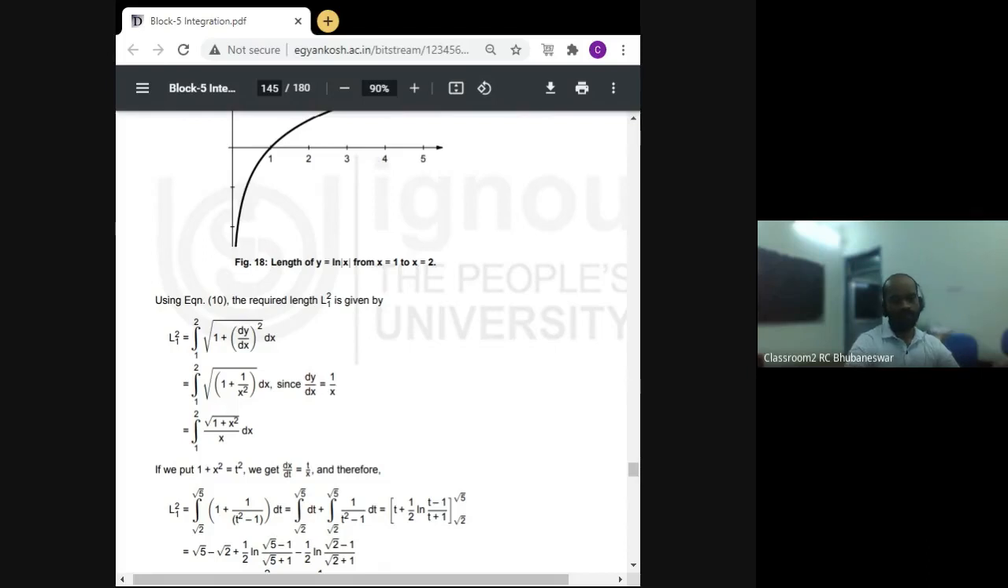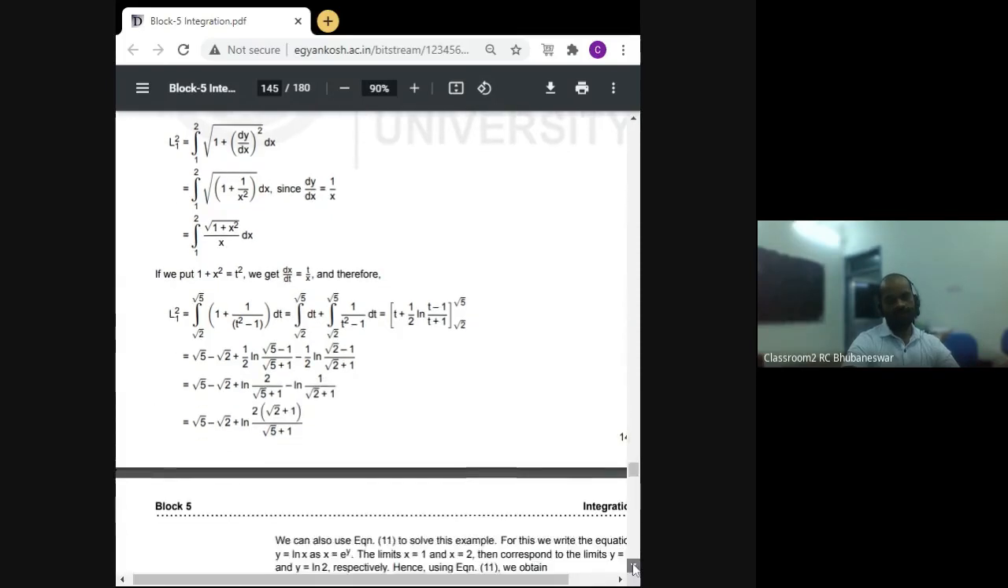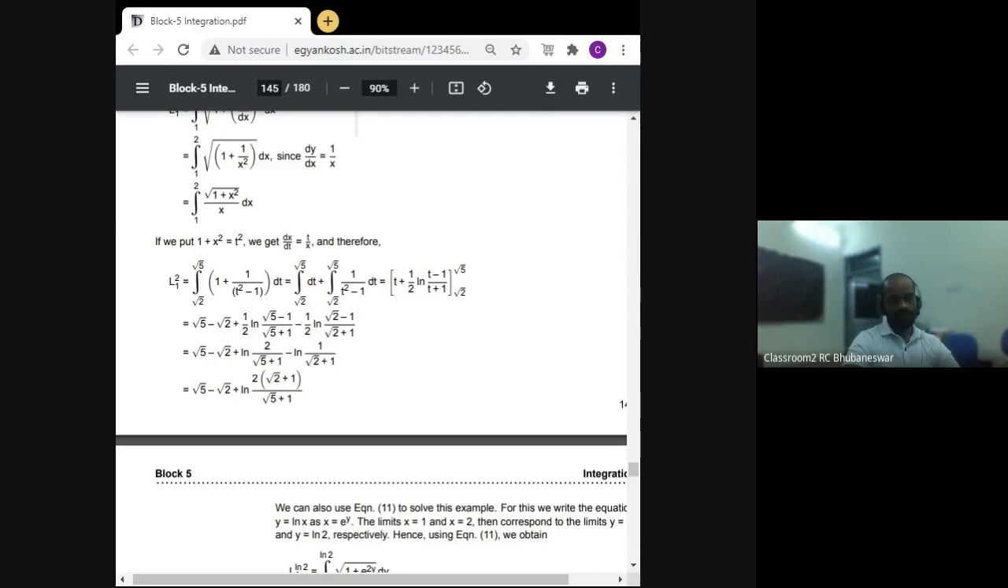So dy by dx means you have to calculate the derivative of y, and as y is given ln x, the derivative of y will be now 1 by x. We are utilizing this value here, and that is the square of dy by dx, that is 1 by x square. So we are using here some algebraic calculation. Now after getting that one, we can calculate this integration value by substituting 1 plus x square equal to t square. And after substituting this relation, we can easily calculate the value of the integration.